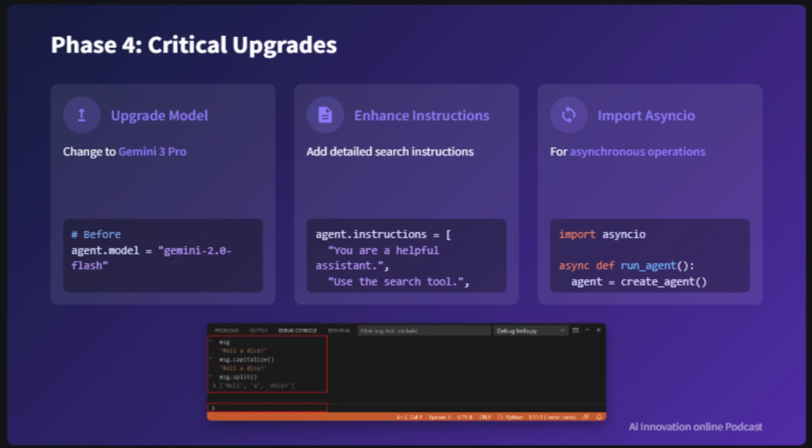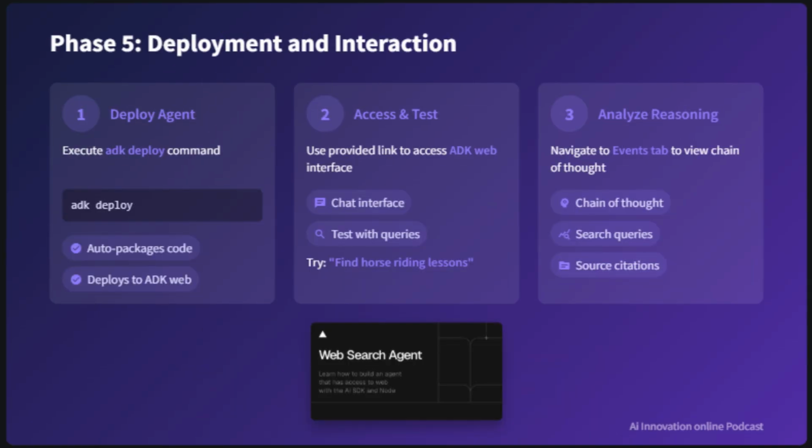Third, import the Asyncio library to handle asynchronous operations, which is essential for web-based agents. Finally, ensure the agent is explicitly provided with the Google search tool as its mechanism to interact with the real world. It's time for the exciting part, deploying our agent.